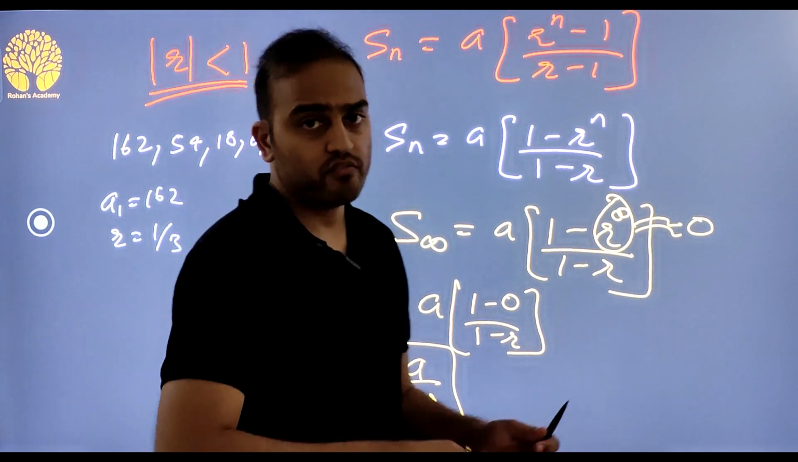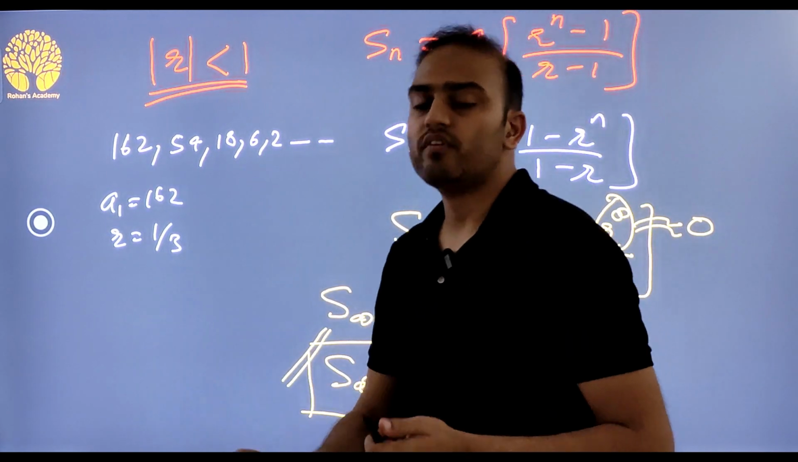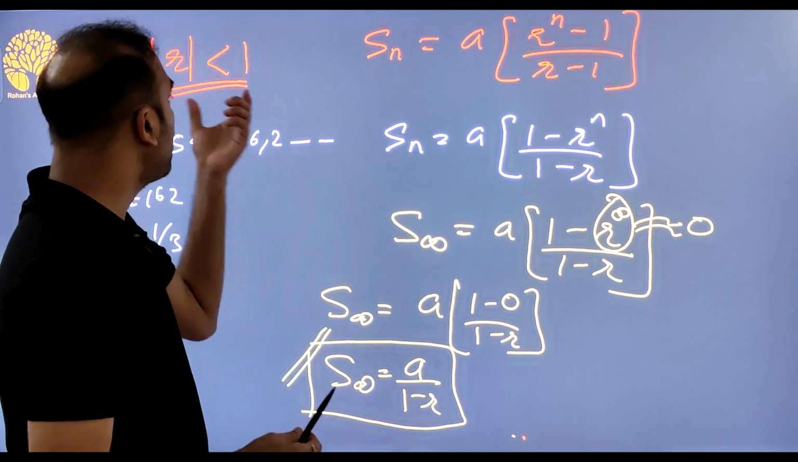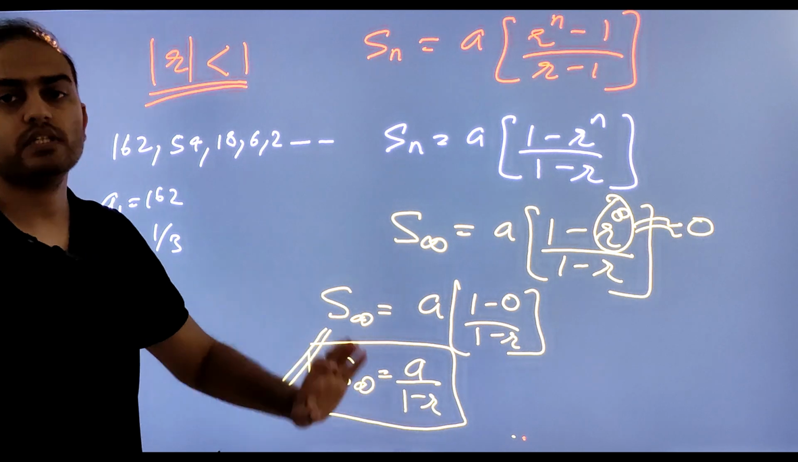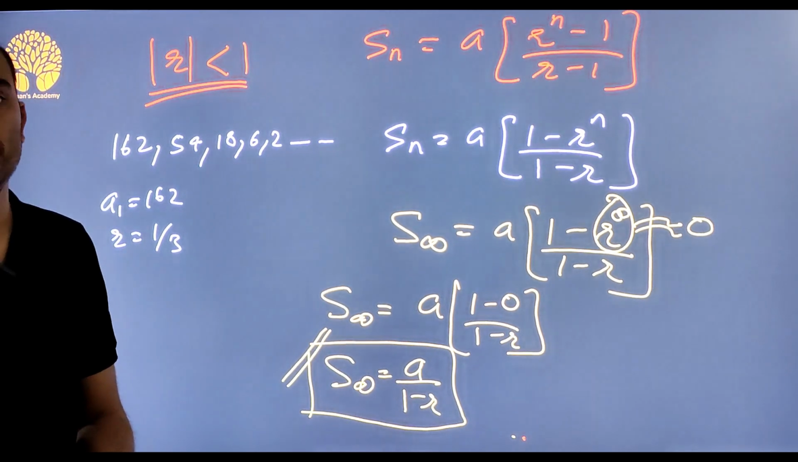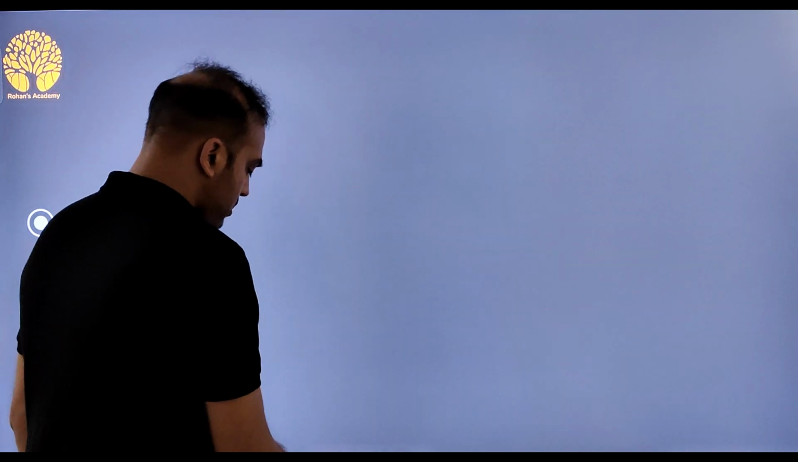Okay, so if there are infinite terms in a series, then the only way you can find the sum is: condition number 1, r should be less than 1, and second, then the sum becomes a over 1 minus r. Okay, alright, if you understand this, then some generic points about GP.